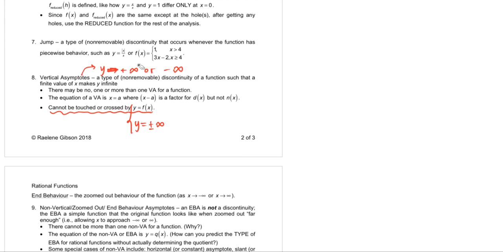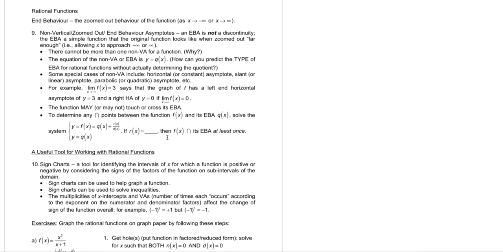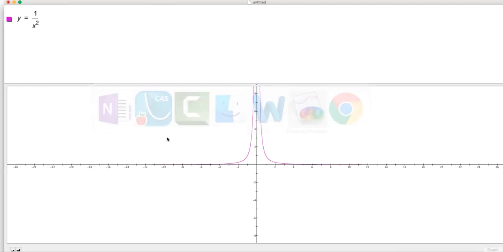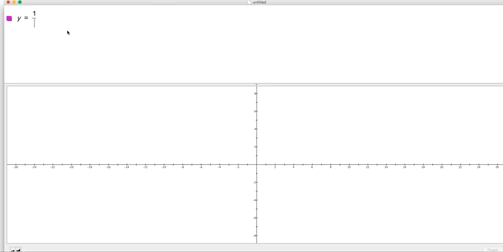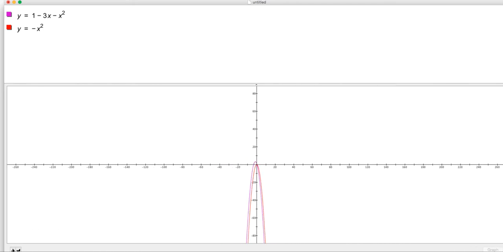Contrasting with that, though, we talk about the end behavior. In the case of end behavior, we want to talk about the zoomed out behavior of a graph. We can take a look at a simpler case of zoomed out behavior that doesn't have anything to do with rational functions. If we take a look at the function 1 minus 3x minus x squared, we can see that this graph is going to be a concave down parabola, and what we're really doing is looking at the leading term of this polynomial. These two graphs are not the same, but when we zoom out far enough, they eventually start to look the same.